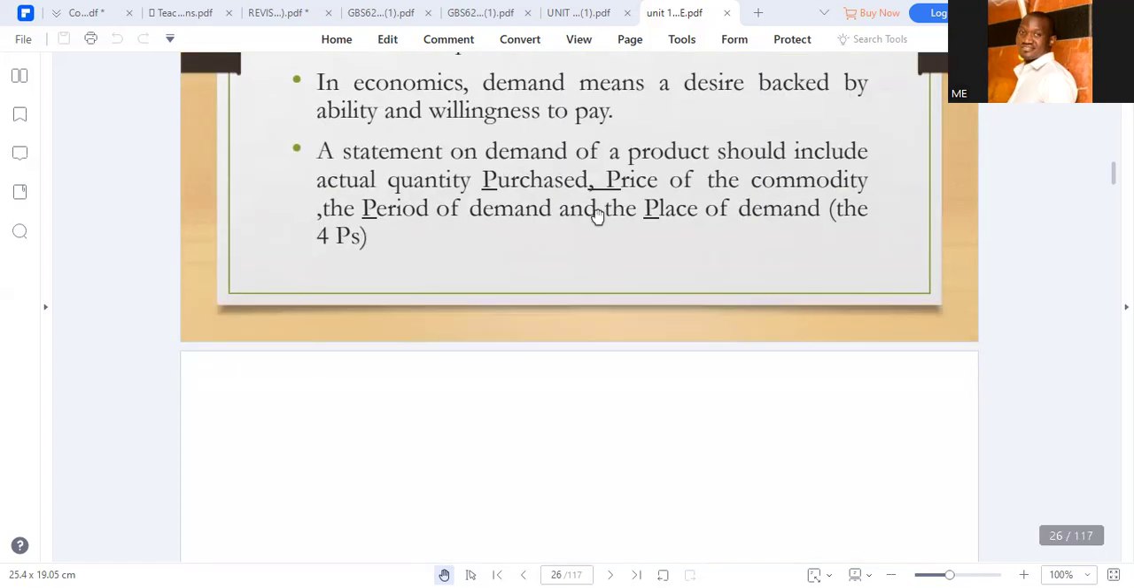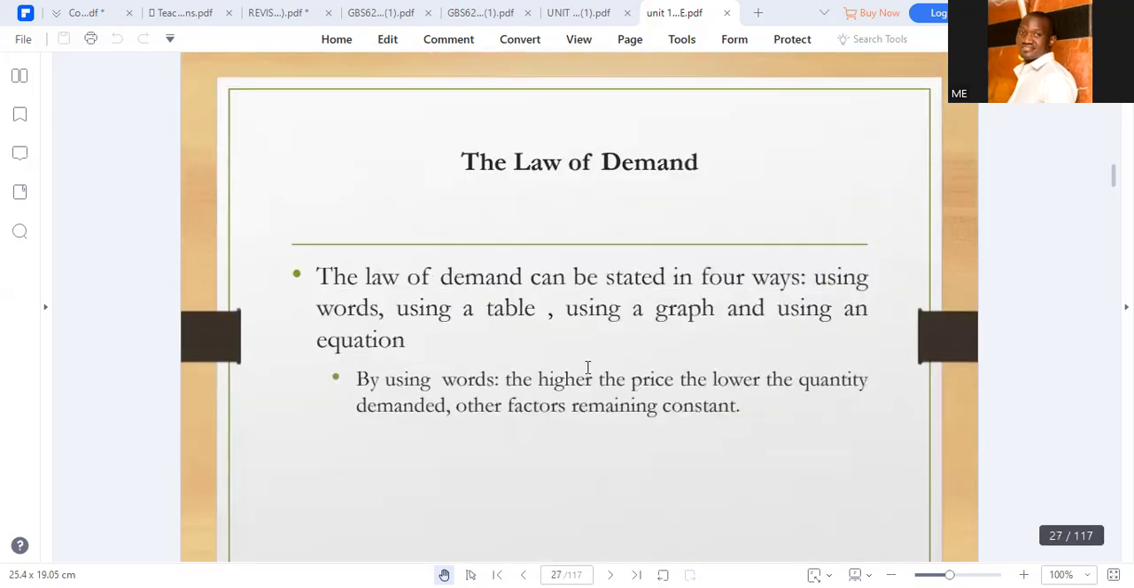So we are going to look at the law of demand, which simply states that holding all things constant, an increase in price will be accompanied by a decrease in quantity demanded. So that is what the law of demand states. We can use the law of demand in four ways: using a table, using words, using a graph, and using an equation. So these are the four ways that we're going to define demand.